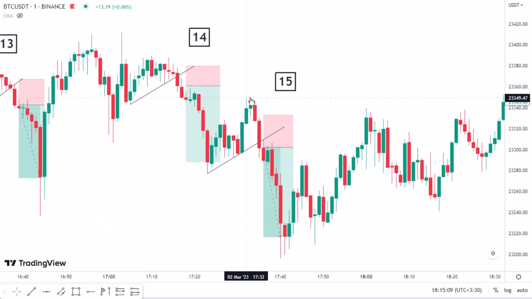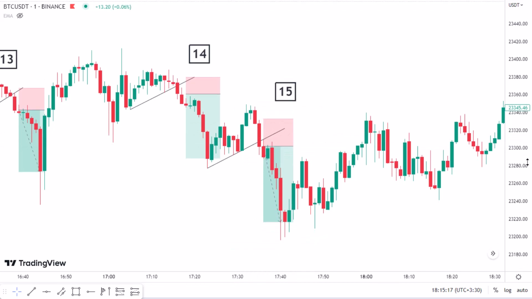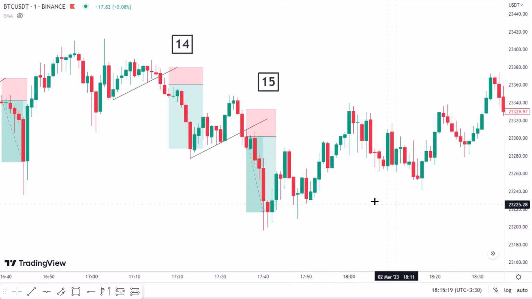On trade 15 we have a trend line with 4 touches. On the 5th time it breaks it, we enter the sell position and set our stop loss, and it gives us a reward of 2.8.